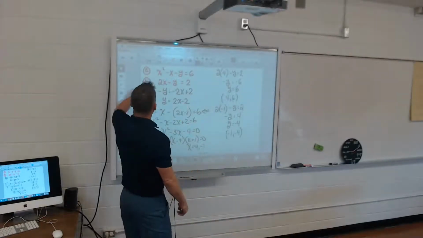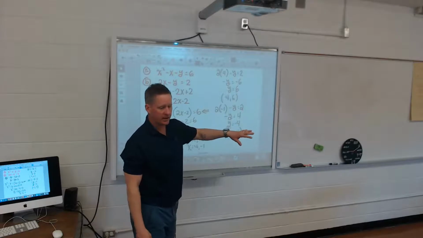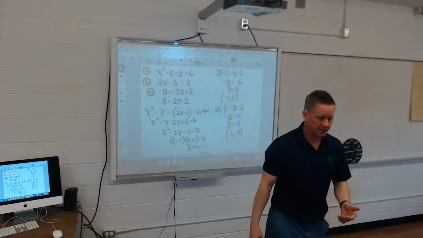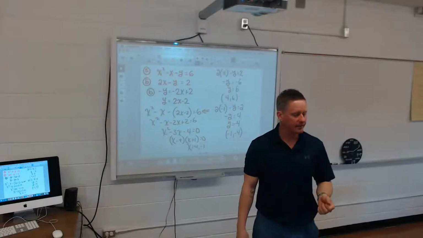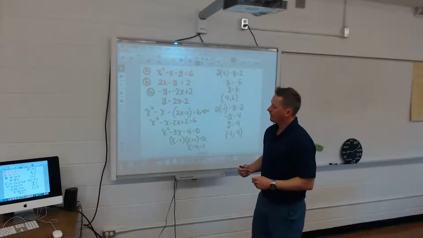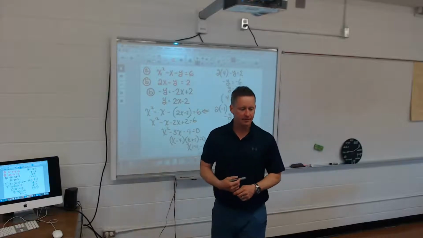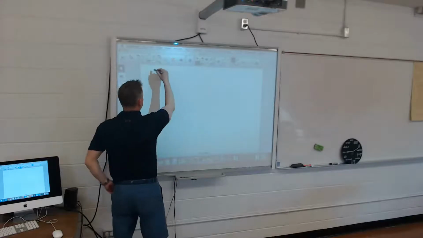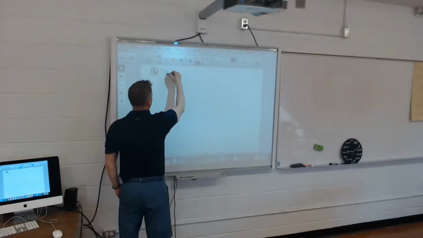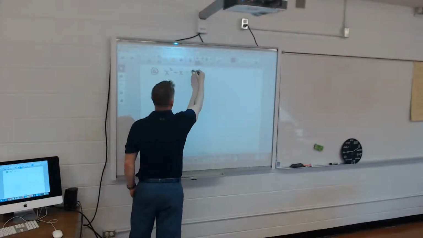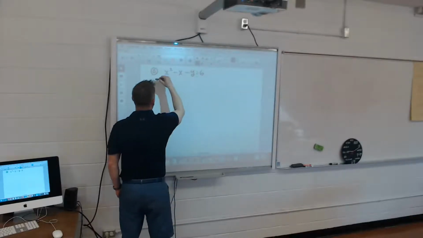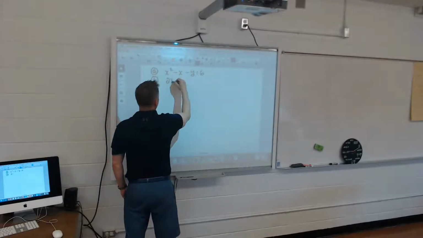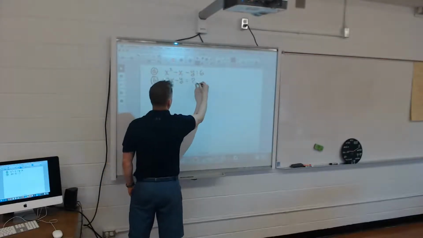Okay, all right. So I'm going to do the same question again. This time I'm going to use the elimination method for it, and I think you'll find it a little bit simpler than what we did. So rewrite the equations again. I've got A: x squared minus x minus y equals 6, and B is 2x minus y equals 2.